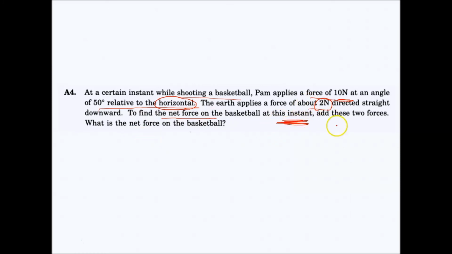Okay, so basically it means we're going to add these two forces. And again, they're vectors and they're not all lined up. So we cannot add or subtract 10 newtons from 2 newtons or vice versa. We're going to use the tip-to-tail method.